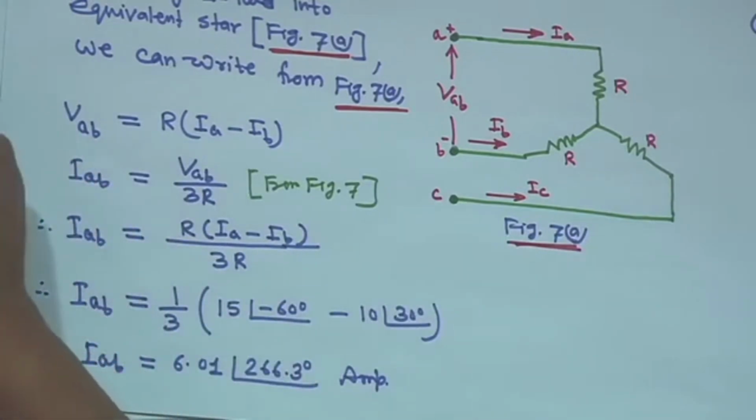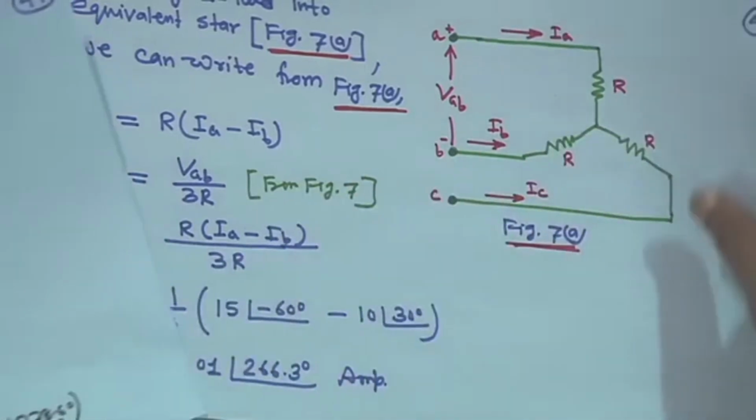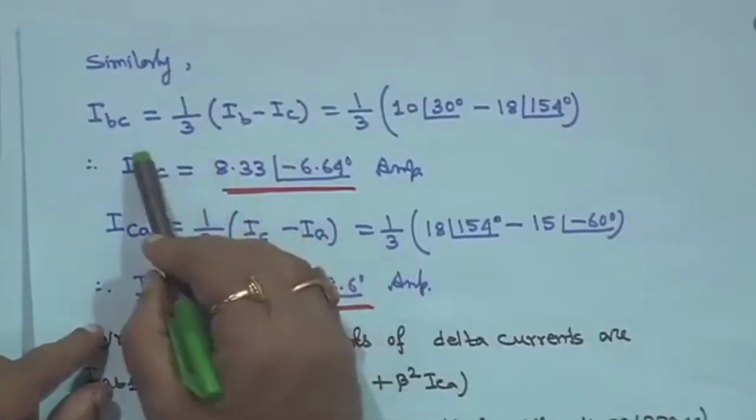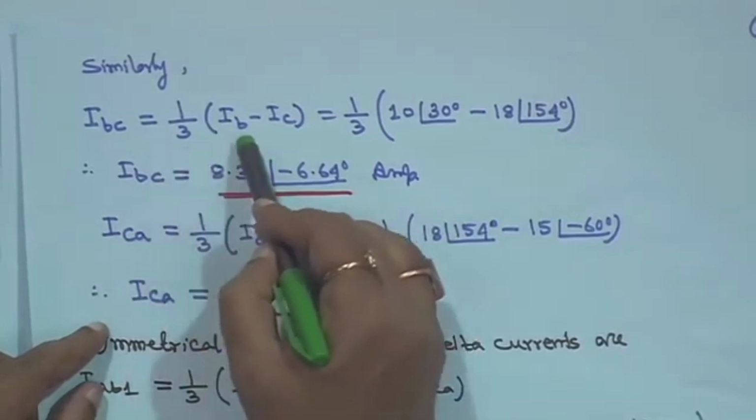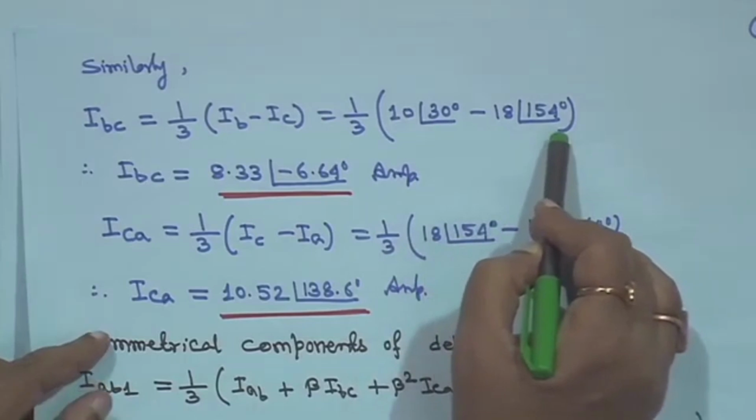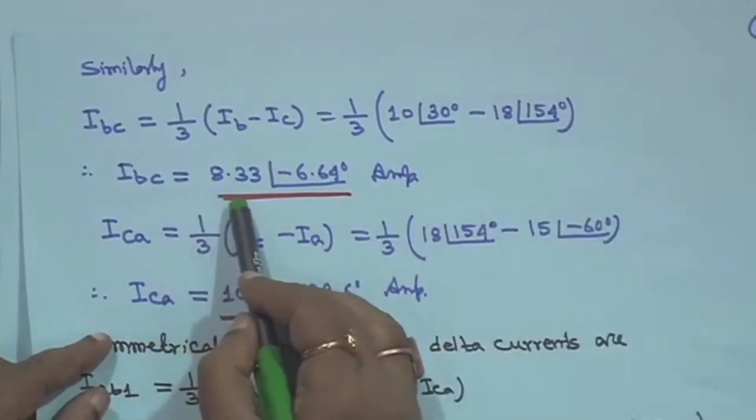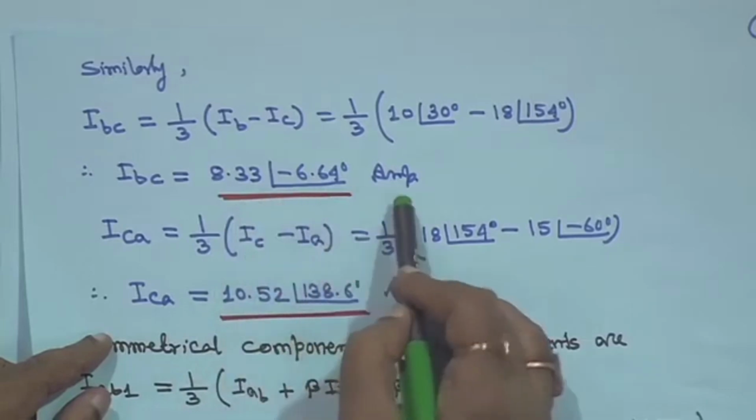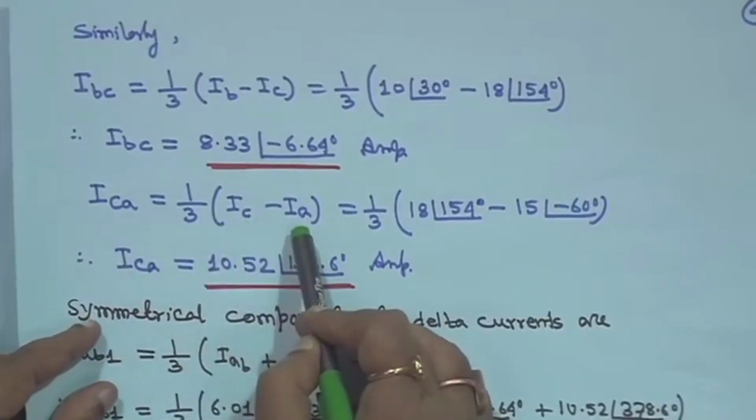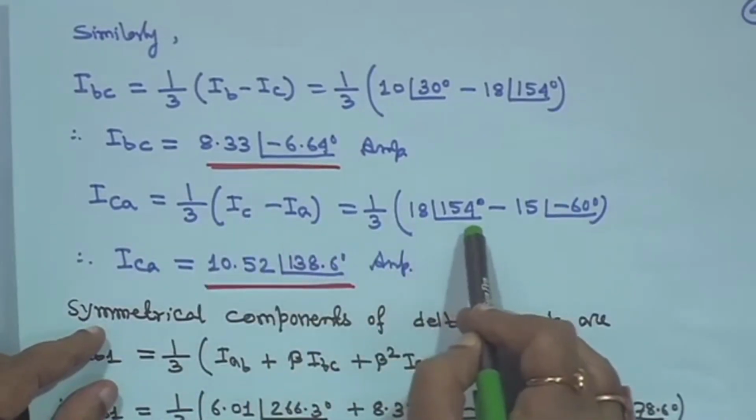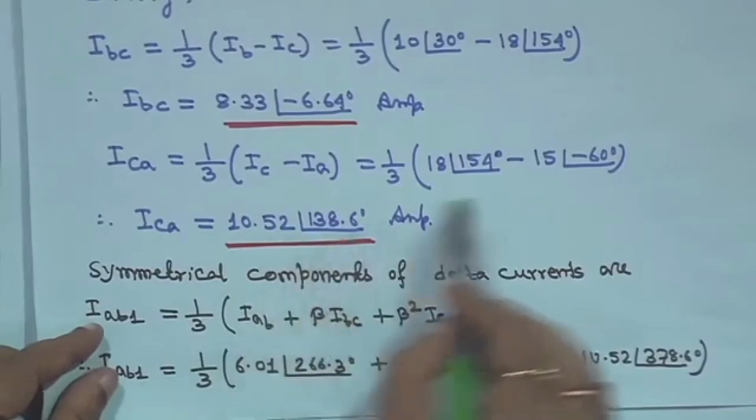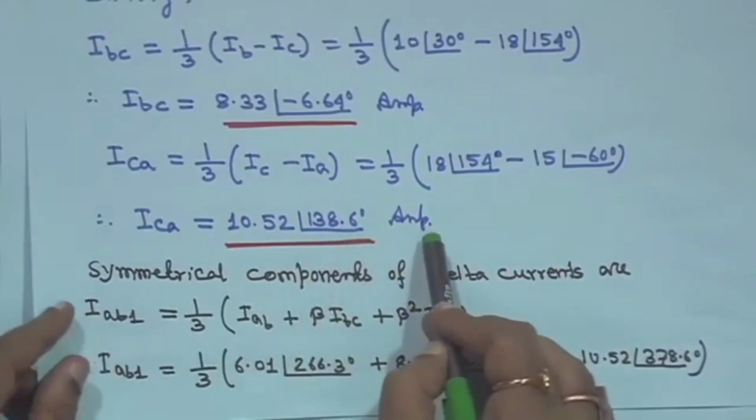Similarly, you can compute IBC and ICA. IBC is also the same, very easy to remember, only 1/3 will be there as per the data taken. So, IBC is equal to 1/3 (IB minus IC), so 1/3 of 10 angle 30 minus IC, which is 18 angle 154 degree. It is coming IBC is equal to 8.33 angle minus 6.64 degree ampere. Similarly, ICA is equal to 1/3 (IC minus IA), which is 1/3 of 18 angle 154 degree minus 15 angle minus 60 degree. So, ICA will be 10.5 angle 138.6 degree ampere.